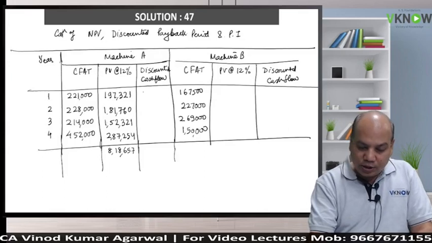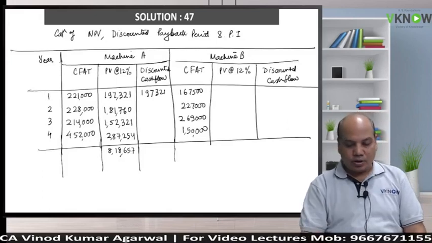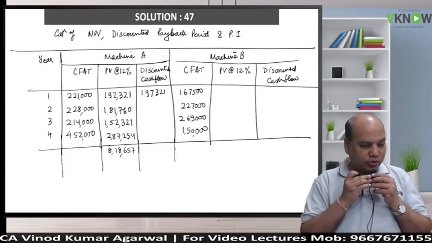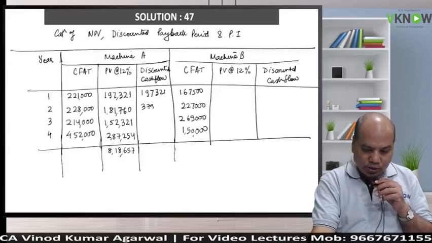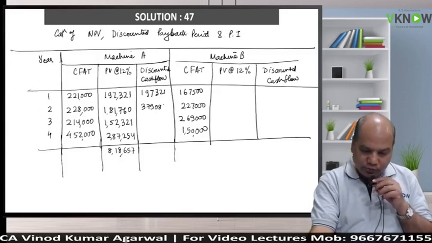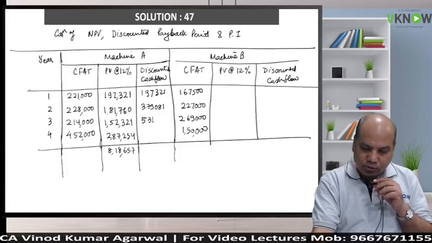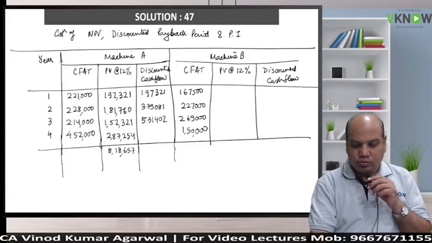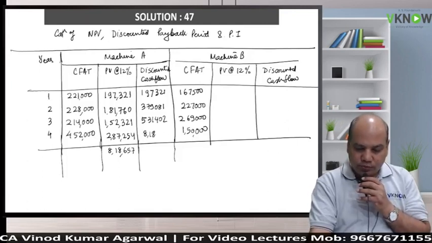Now we'll take cumulative values. This is for the discounted payback period. 197,321. Next one, add please: 3,79,081. Very good. Next one, 531,402. Next one, 818,656. Don't take the total, it is not required.